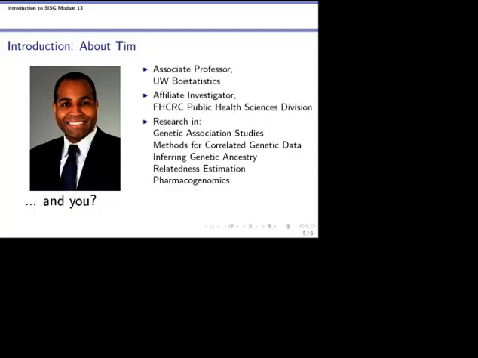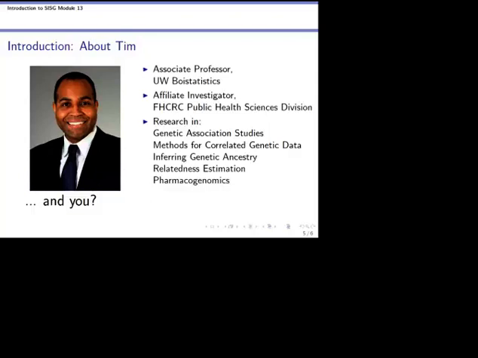So my research largely focused on genetic association studies. A lot of the work that I focus on is how to account for correlated genetic data in genome-wide association studies. When I say correlated data, I'm talking about sample relatedness or population structure attributes, so how to account for that. And also how to take advantage of that to potentially improve associated signals.